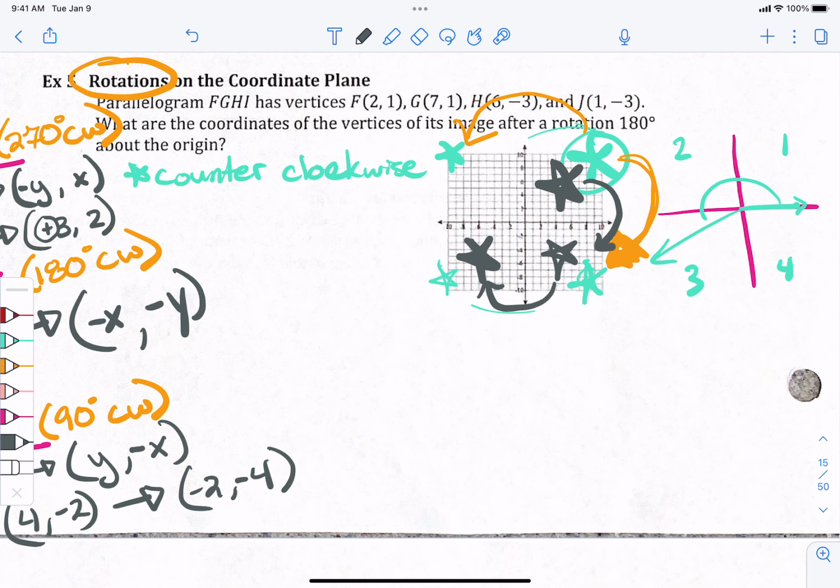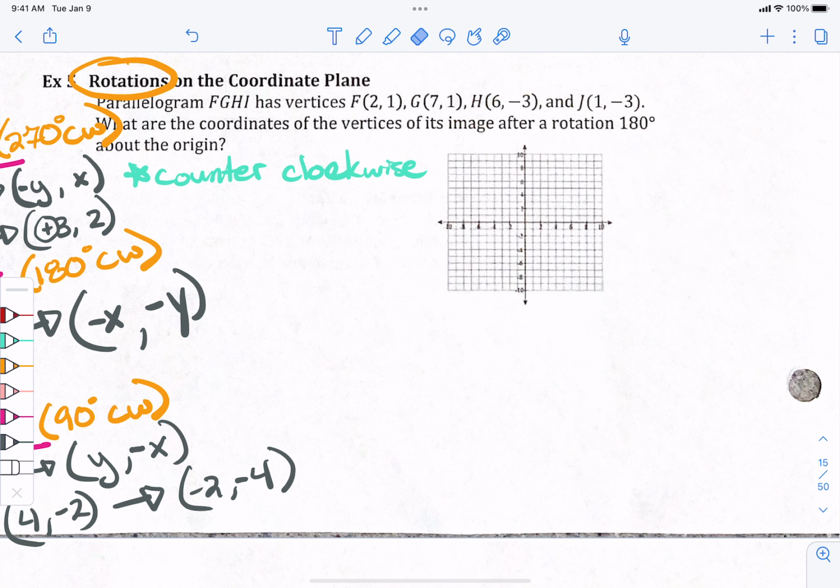All right, I got lots of stars going on up here. Okay, so let's do some stuff. Let's write these coordinates down. I have F is 2 comma 1. I have G is 7 comma 1. I have H is 6 comma negative 3. And J is 1 comma negative 3.